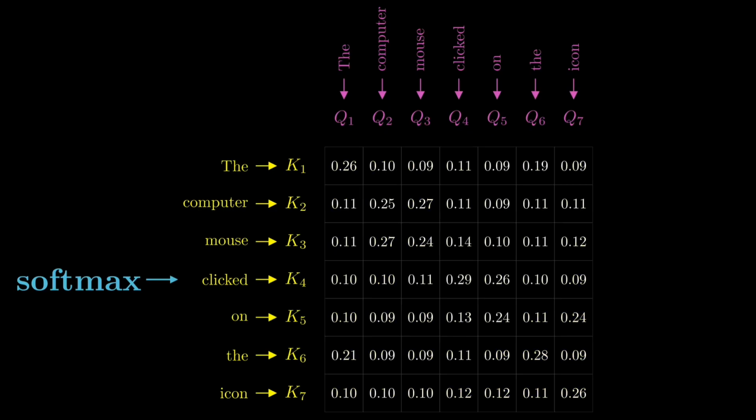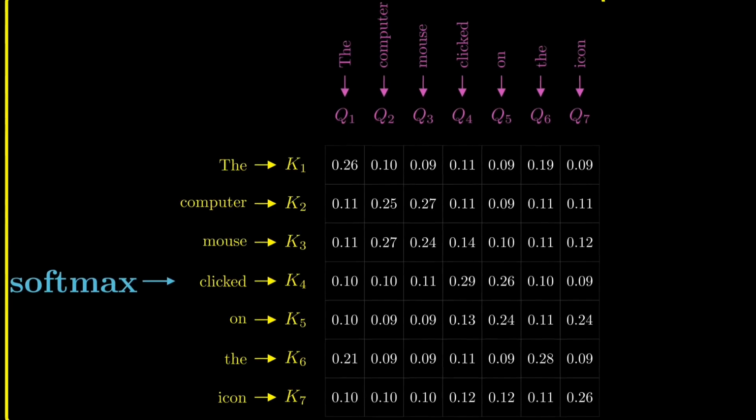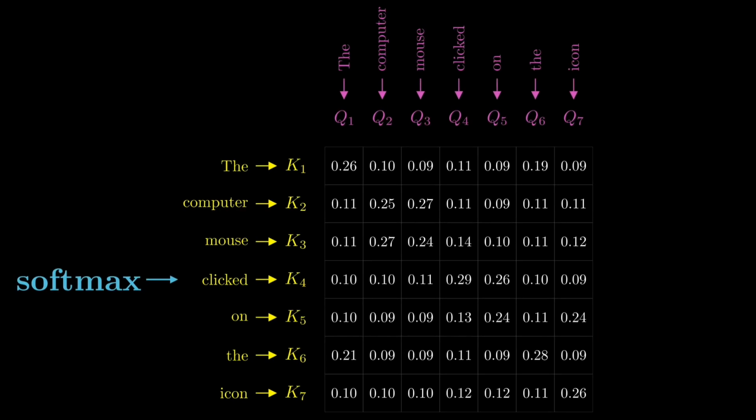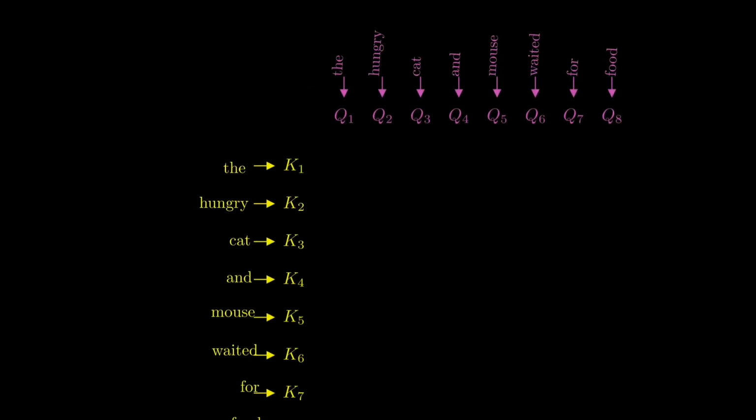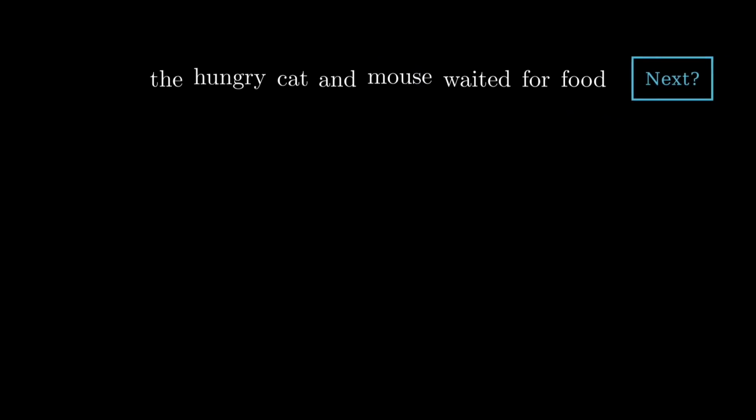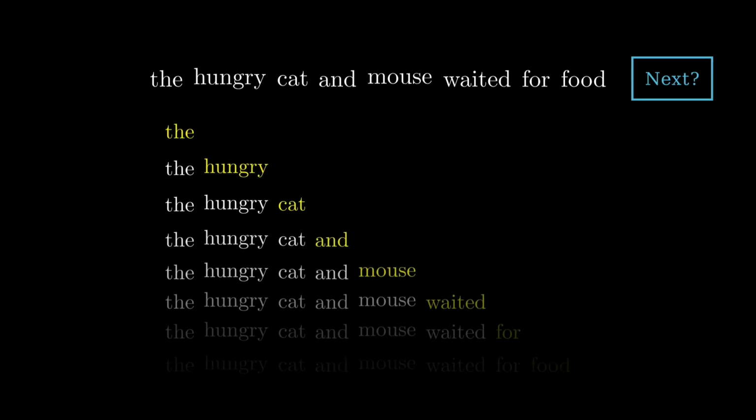In the end, we get a full attention grid for any context we consider, just like the one we built for our main example: The hungry cat and mouse waited for food. After understanding how the attention mechanism works across different contexts, let's return to our central example. The hungry cat and mouse waited for food. So far, we have built the attention pattern for this sentence. But now, I want you to remember the overall goal of our model. It needs to predict the next word efficiently.